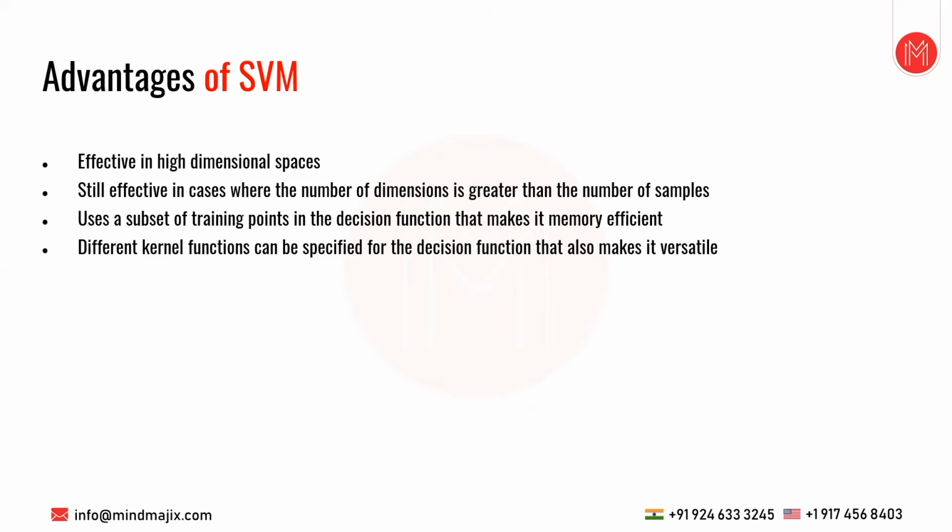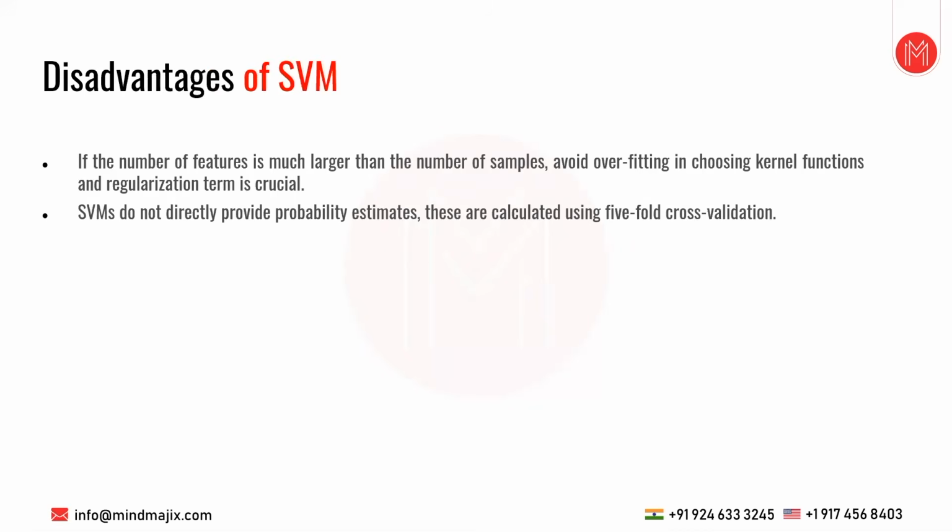Let's talk about some of the advantages and disadvantages of SVM. First we start with the advantages. It is effective in high dimensional spaces, and still effective in cases where the number of dimensions is greater than the number of samples. Like we have to work from 2 dimensions to 3 dimensions, and again from 3 dimensions back to 2. It uses a subset of training points in the decision function, which makes it memory efficient, and a different kernel function can be specified for the decision function, which also makes it versatile. So all these points are very important advantages of SVM.